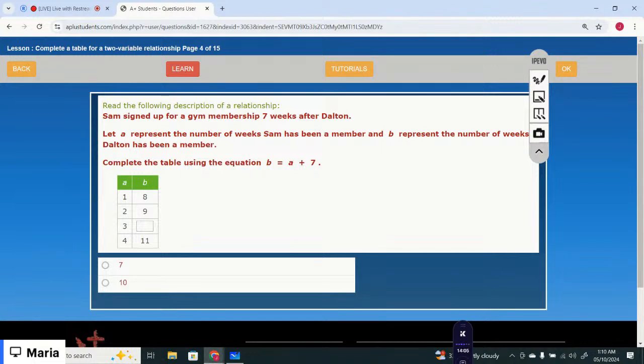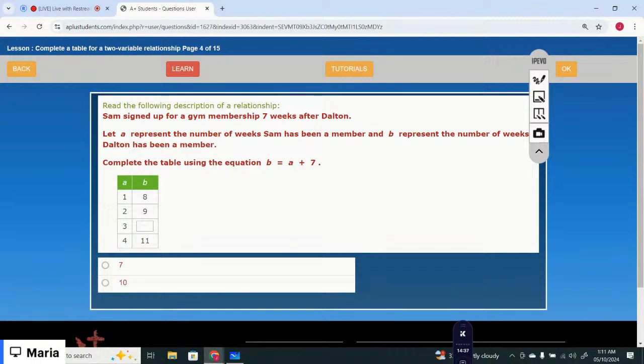Sam signed up for a gym membership 7 weeks after Dalton. Let A represent the number of weeks Sam has been a member and B represent the number of weeks Dalton has been a member. Complete the table using the equation B equals A plus 7. So you need to find the value of B when A equals 3.